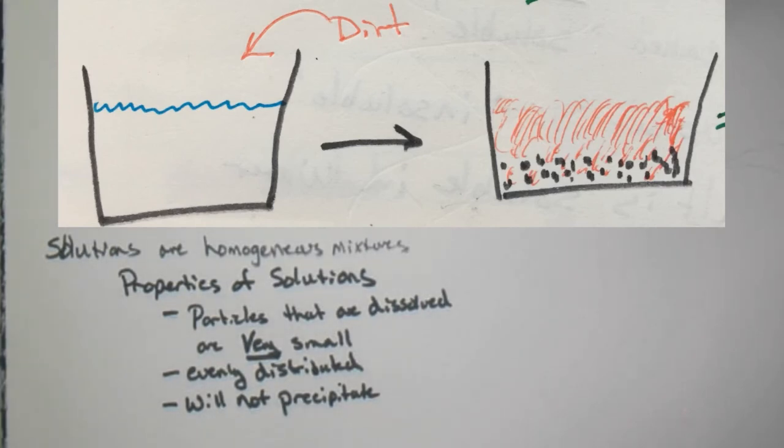precipitate. So you guys remember what a precipitate does? We did that with our lead chromate. When we made the lead chromate, it created a solid and eventually settled to the bottom of our solution. That is a precipitate, and that's not what a solution will do. If it's part of the solution, it will not precipitate. It'll stay in the solution. All right, so let's talk about the parts of a solution.